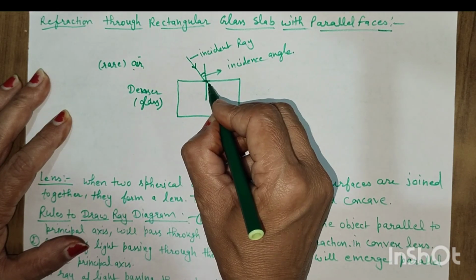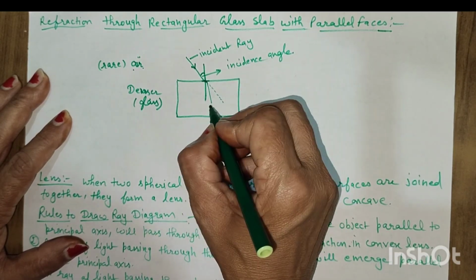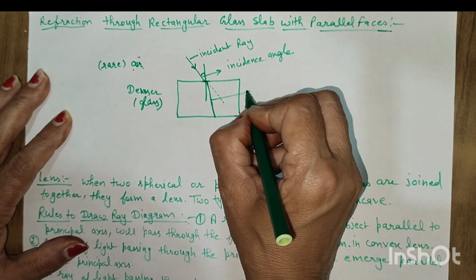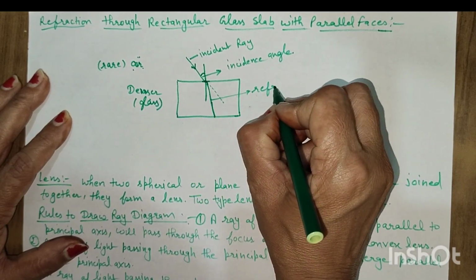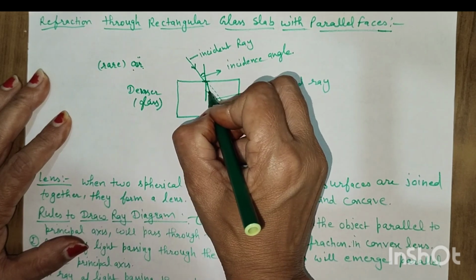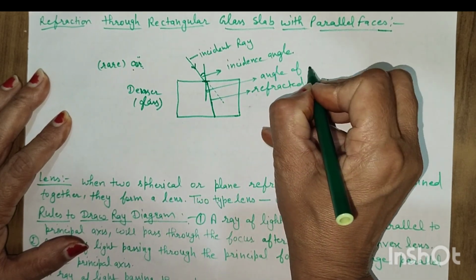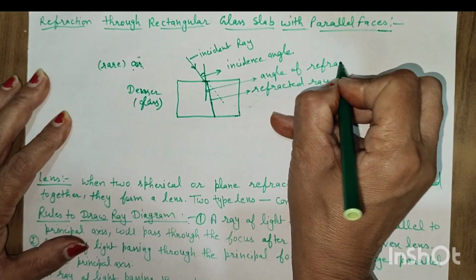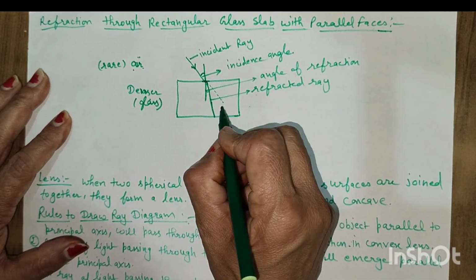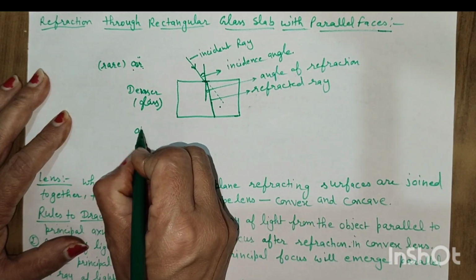Now, when a ray moves from the rare to the denser medium, it will bend towards the normal, not move straight. This is called the refracted ray, and this angle is called the angle of refraction.